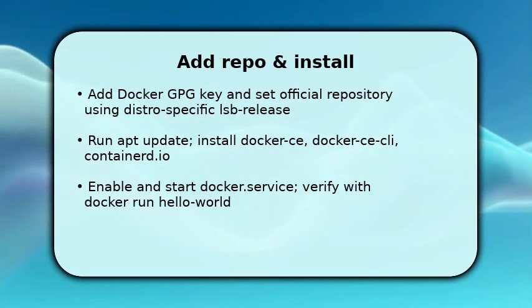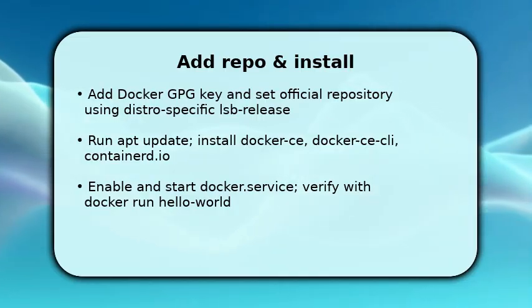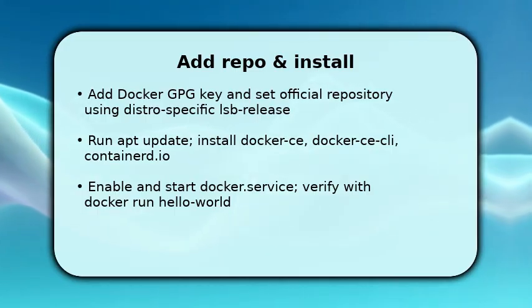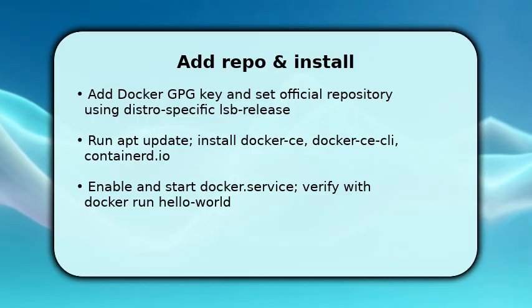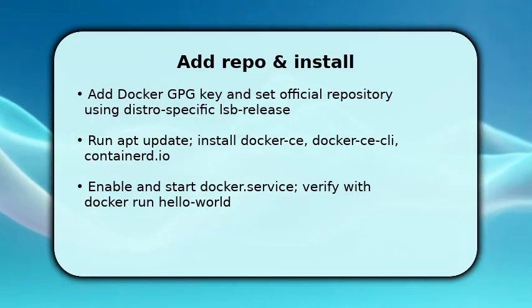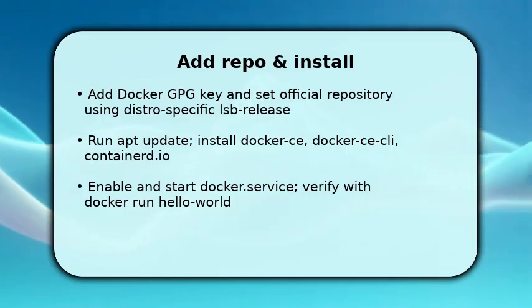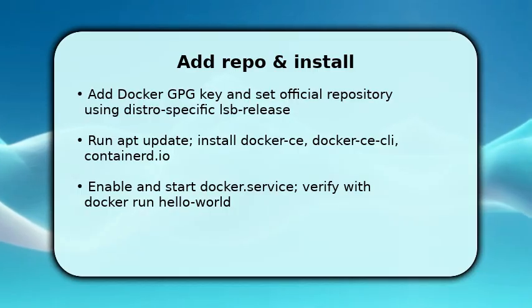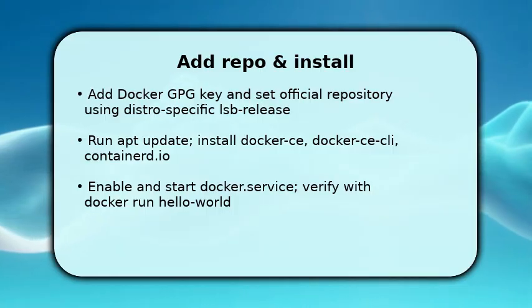You add Docker's GPG key so packages are trusted, then register the official repository using your distro identifier from lsb-release. This prevents pulling outdated packages. After adding the repo, update the package index and install Docker CE, Docker CLI, and containerd.io to provide the runtime and CLI. Once installation finishes, enable and start the Docker service so it runs on boot.